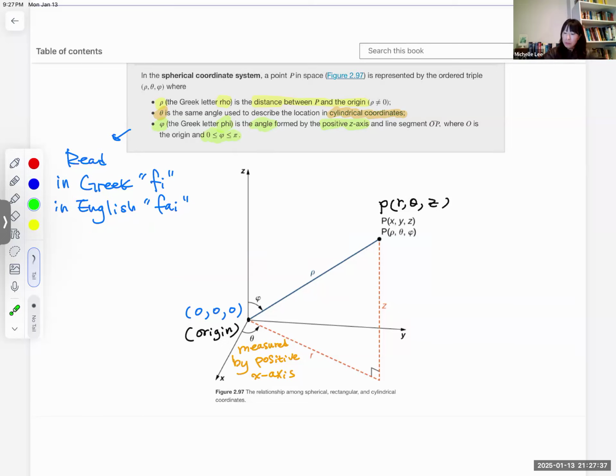Okay, so this is Cartesian, we know that, right? Cartesian coordinate, or rectangular coordinate, right?